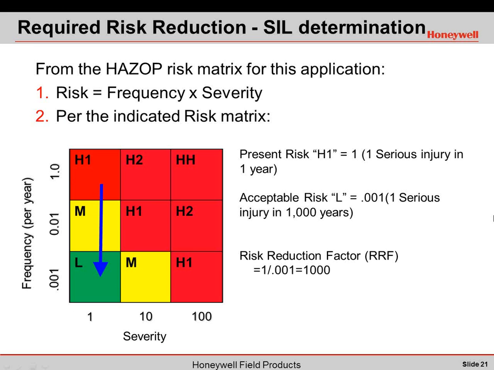So if we say that our present risk is 1, we're in this H1 quadrant, where we would have one serious injury in 1 year, and we want to get to, naturally, this low quadrant that's green, which is one injury in 1,000 years. The risk reduction factor we need is 1,000 for this system. So that gives us our overall risk reduction factor that we need for the system.